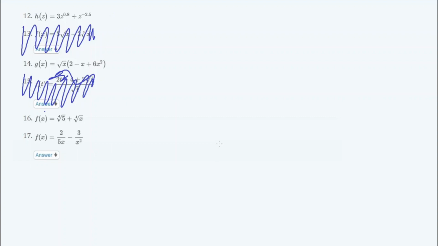Alright, so let's take a look at number 12. So number 12 is h of z is equal to 3z to the 0.8 power plus z to the negative 2.5 power. We're not going to change it to a fraction because there's really no need, so we'll just write it as it is. So if we find the antiderivative, we're going to have z to the 1.8 power times 3 divided by 1.8 plus z to the negative 1.5 power divided by negative 1.5.